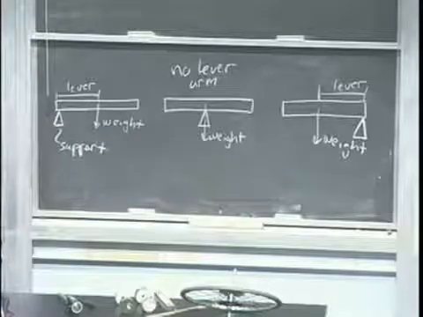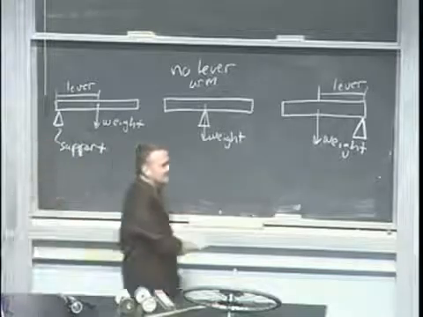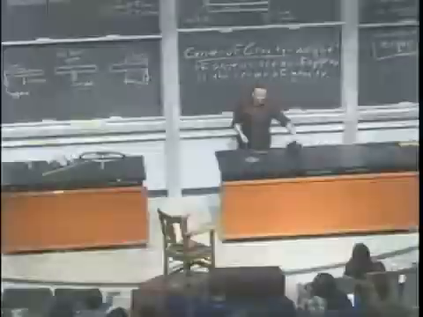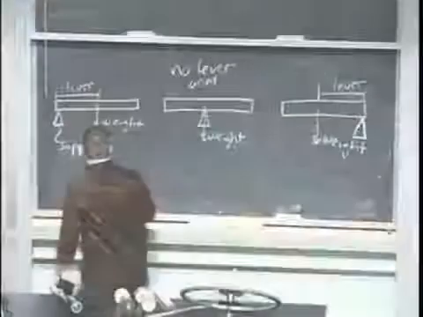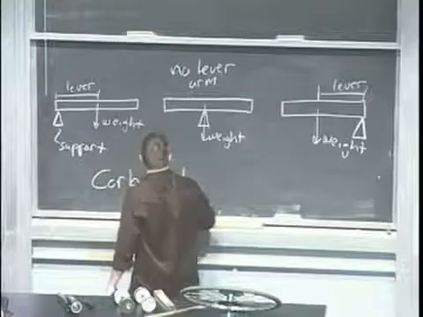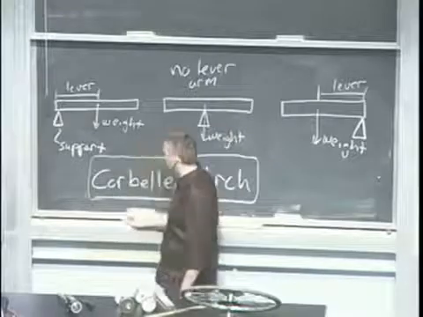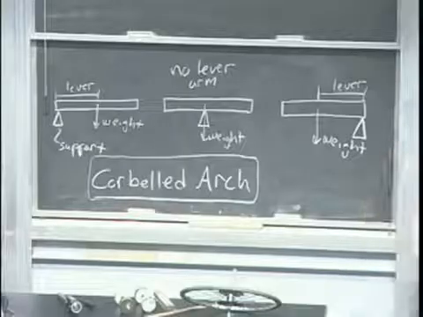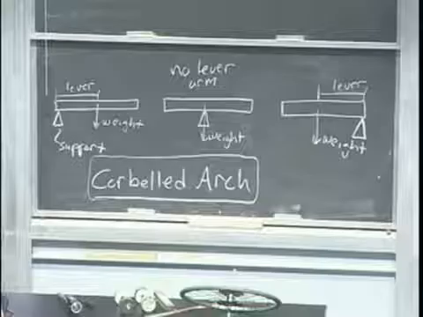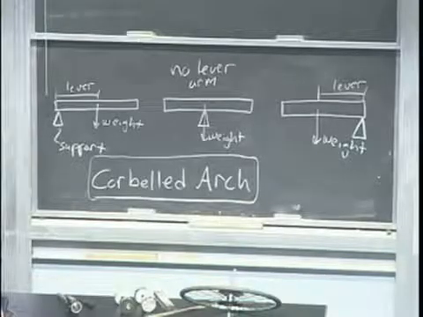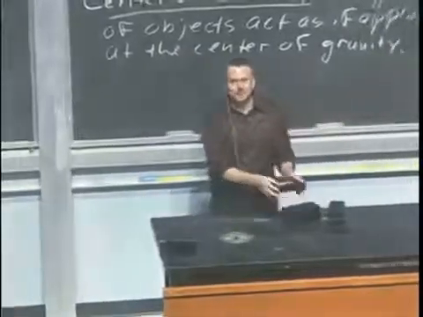Here's an example of center of gravity that I think is kind of interesting. I'll write it here. This is called a corbelled arch. It is found in ancient architecture all over the world, and it's basically a trick using center of gravity, manipulating centers of gravity to create arches over doorways. So let me show you how this is done.